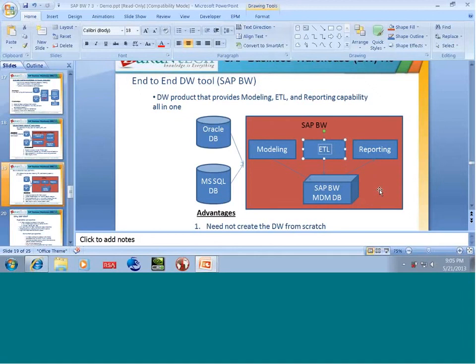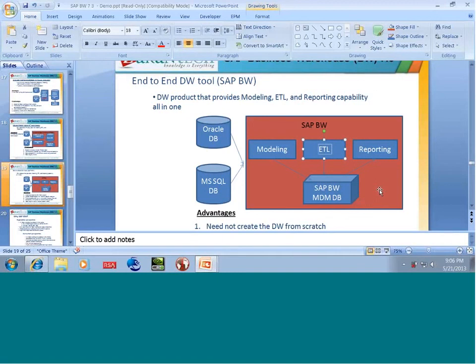Yes, Santosh. So as you said, you can use BW and BODS for ETL purposes. Which one would you recommend for performance level, BODS or BW? See, it again depends on your requirement, right?